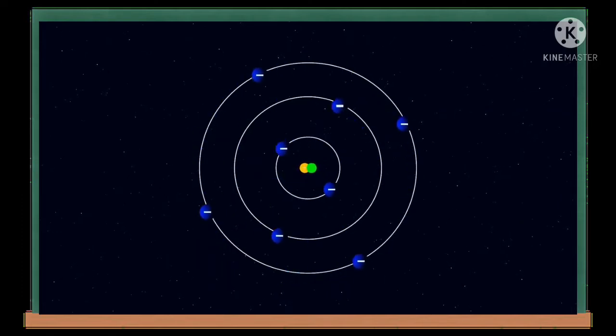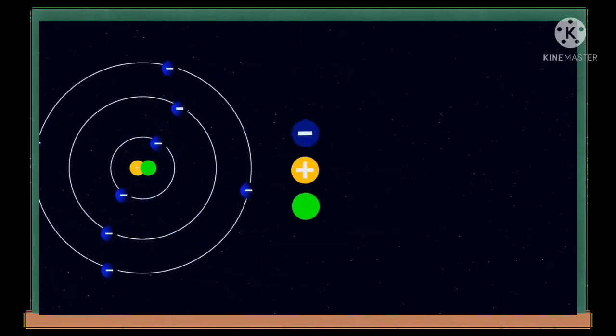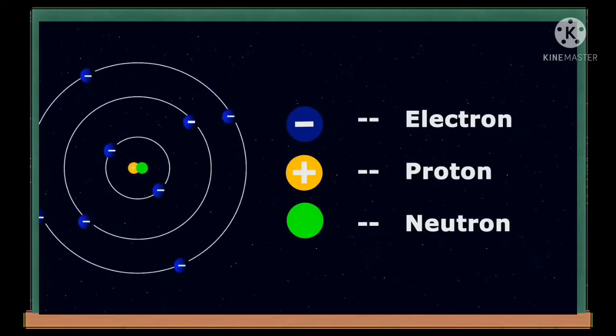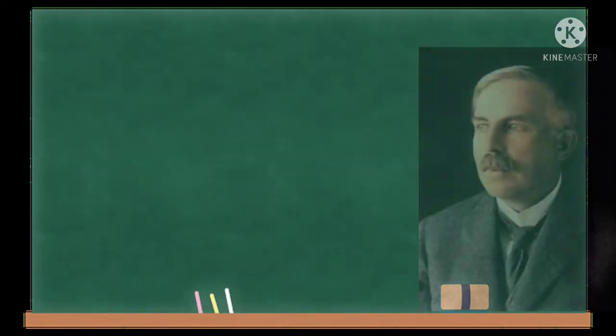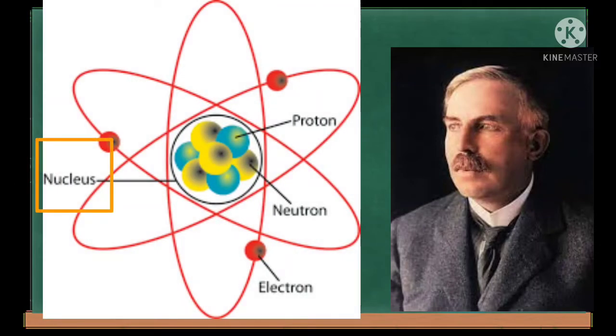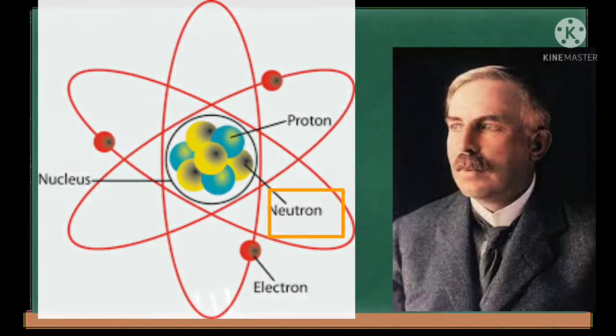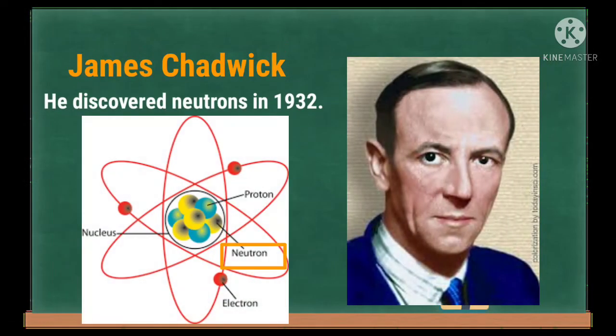He concluded that the negatively charged particles are scattered outside the nucleus at a distance. Rutherford later discovered that the nucleus contains positively charged particles. He named the positive particles protons. Rutherford also predicted the existence of neutrons in the nucleus. However, he failed to find them. One of his students, a physicist named James Chadwick, went on to discover neutrons in 1932.